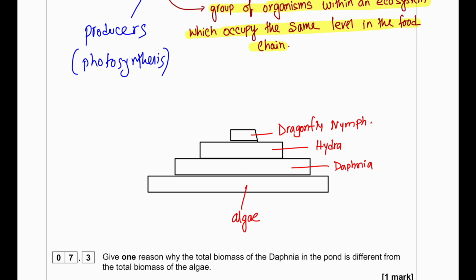Now, the producer, which is the algae, will have the highest biomass, so it must have the biggest bar. Then Daphnia, dependent on the algae, will have a smaller bar, because it is feeding on the algae and not all of the biomass will be transferred to Daphnia. The same goes as we go up until the dragonfly nymph, which will have the lowest biomass because it is dependent on the secondary consumer, which is Hydra.